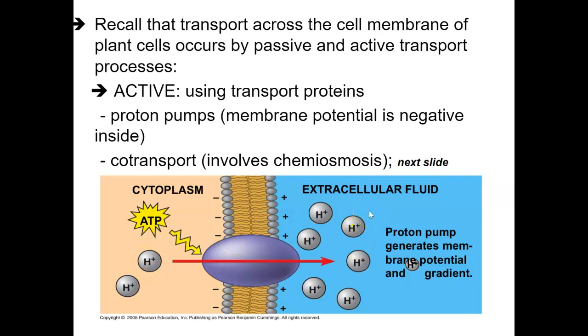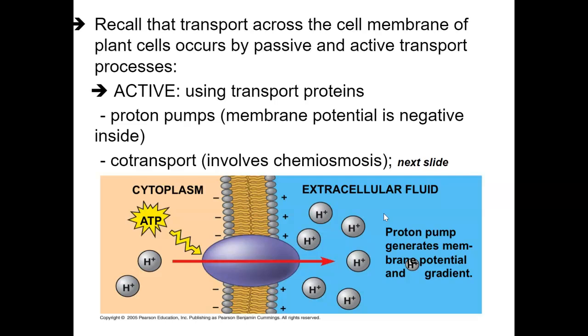This generates what's called membrane potential. Membrane potential, remember, from BioH, is a difference in charge or voltage across the membrane. So by actively pumping out more positive ions than are found inside the cell, the inside of the cell maintains a negative interior relative to the positive exterior. That's important for plant cells.